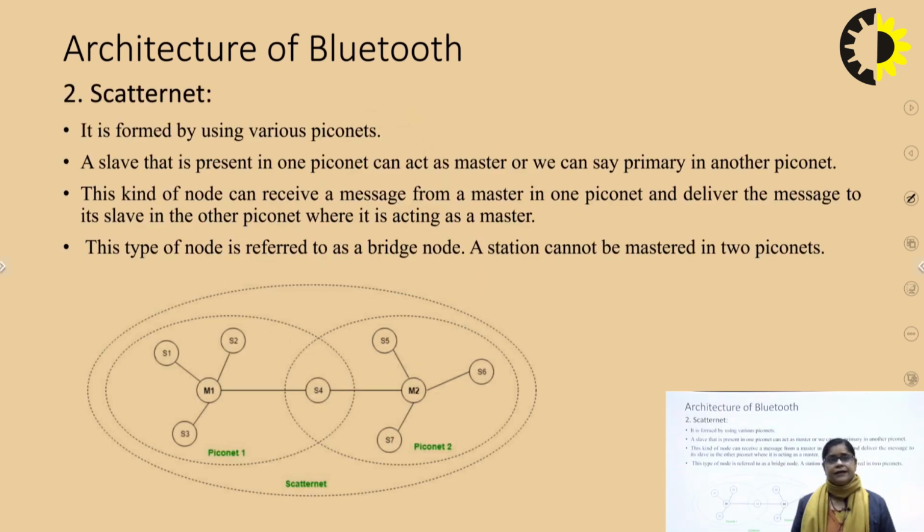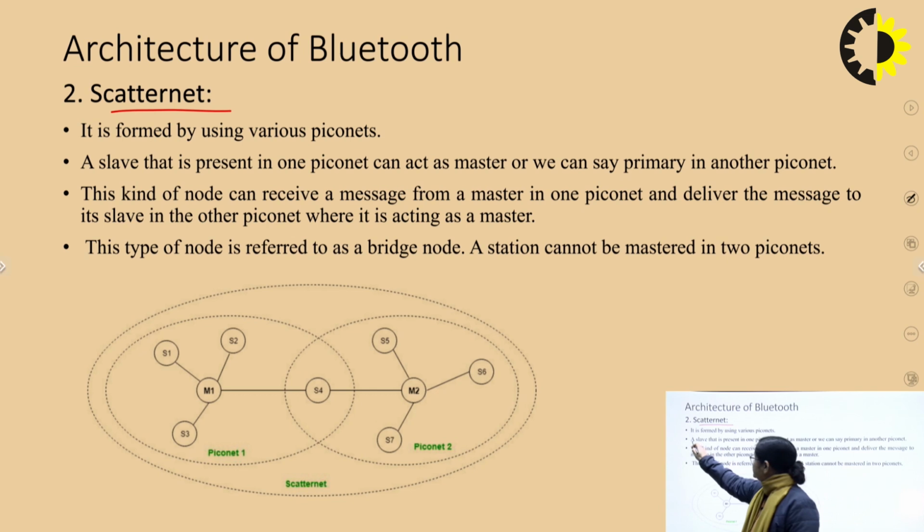Now, the second type of network which we use in the architecture of Bluetooth is the scatternet. We have understood the piconet, which contains one master and up to 7 slaves. But the scatternet is a combination of two or more piconets. When we combine two piconet networks, we form a scatternet. It is formed by using various piconets.